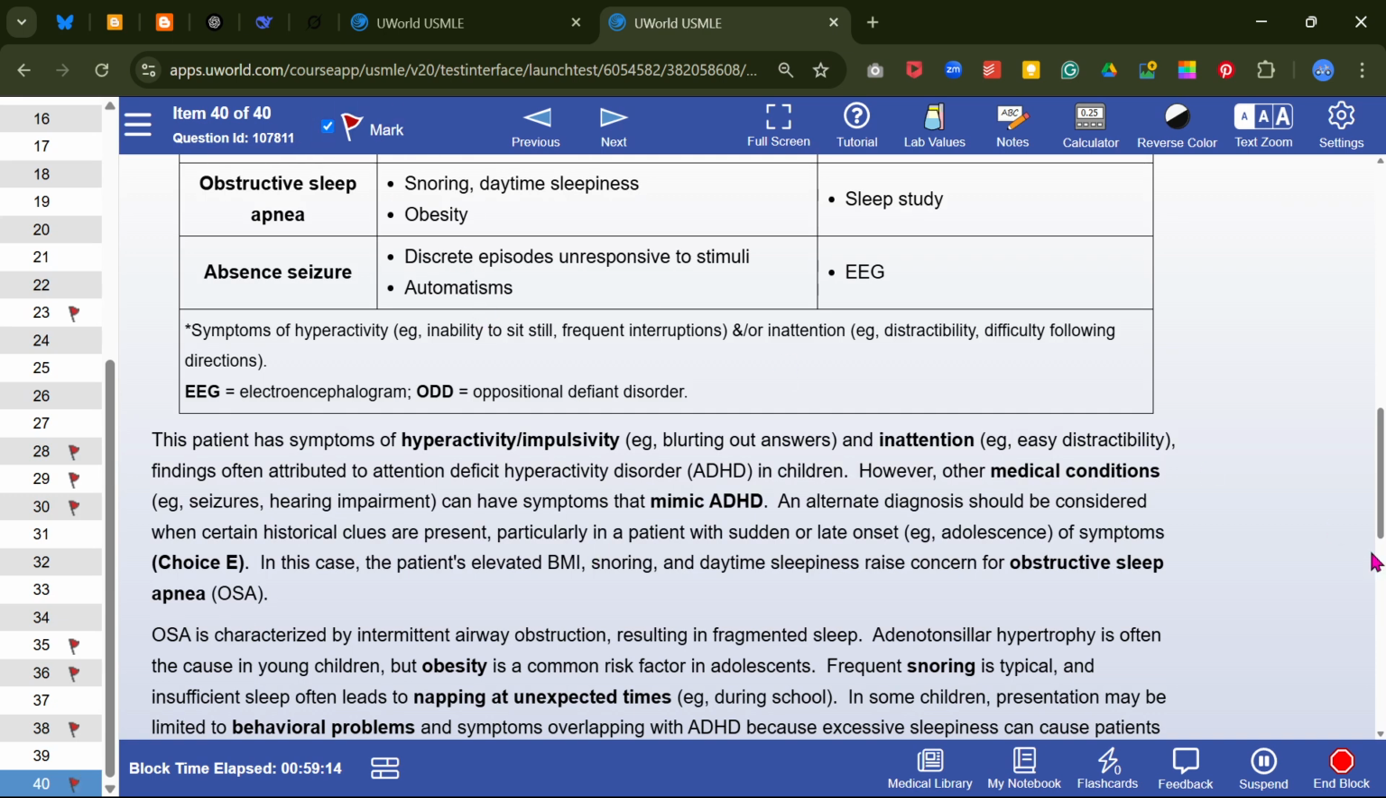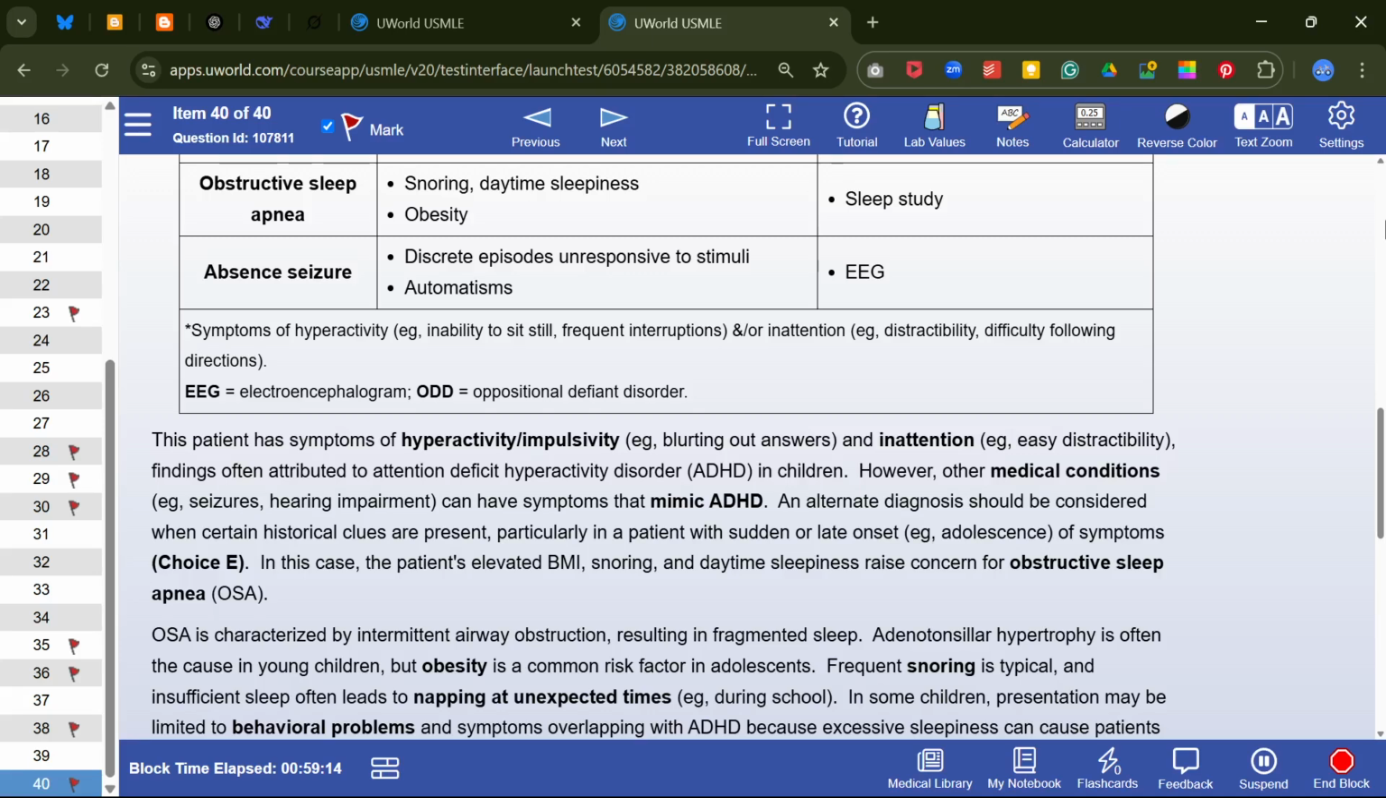This patient has symptoms of hyperactivity, impulsivity, blurting out answers, and inattention, easy distractibility, often attributed to ADHD in children. However, other medical conditions, including seizures and hearing impairment, can have symptoms that mimic ADHD. An alternate diagnosis should be considered when certain historical clues are present, particularly in a patient with sudden or late onset symptoms.